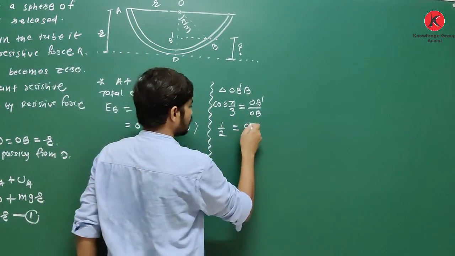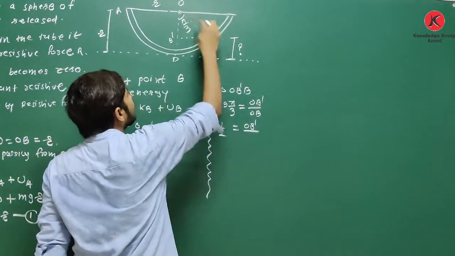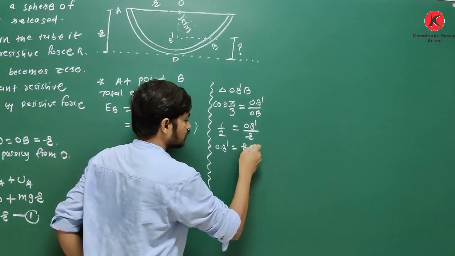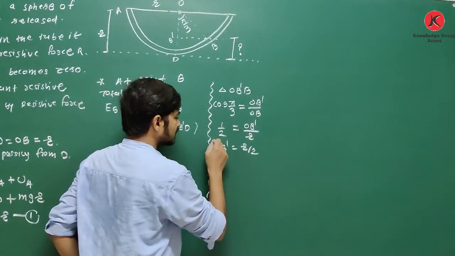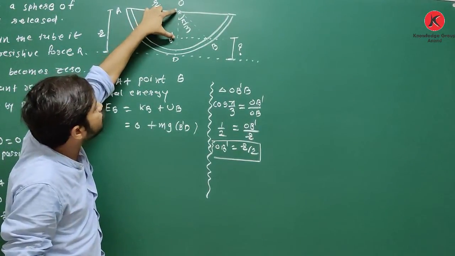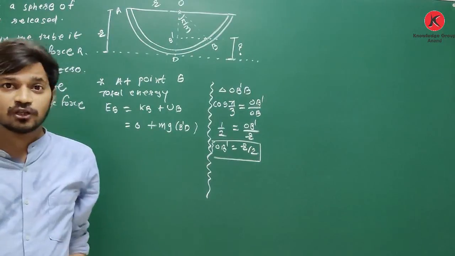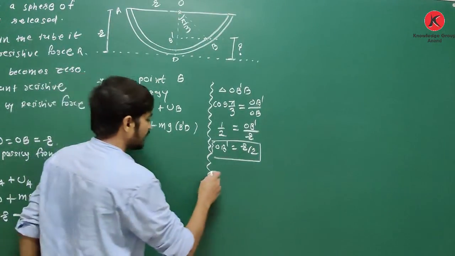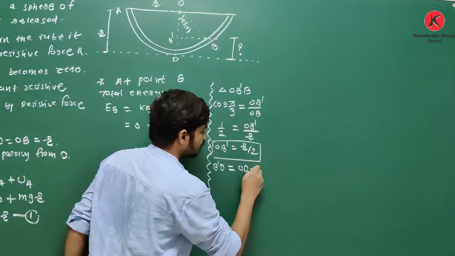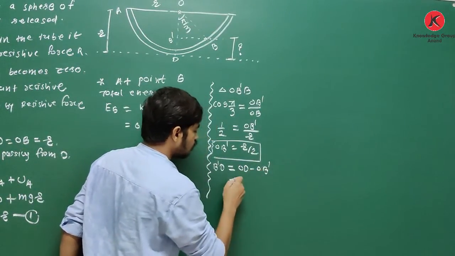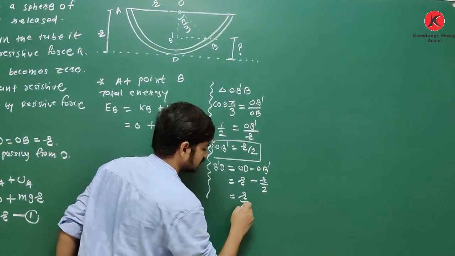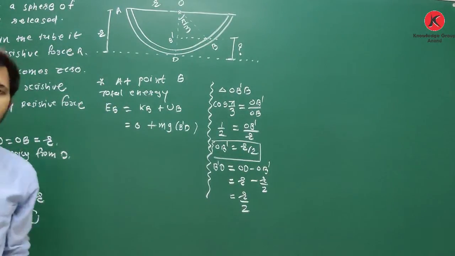I have to find OB dash. OB is nothing but the radius, so it is R. So OB dash is equal to R by 2. From the figure, if OB dash is equal to R by 2, then B dash D is also R by 2. Because B dash D is equal to OD minus OB dash. OD is R, and here it is R by 2. So B dash D is R by 2.